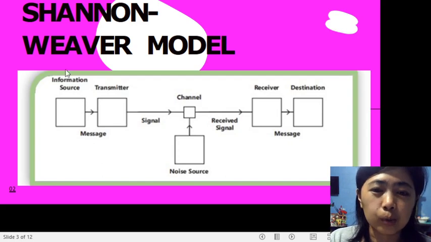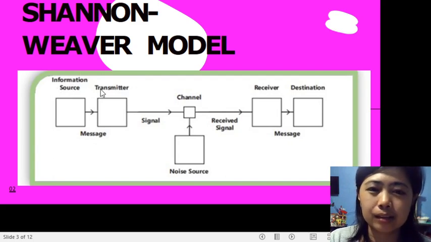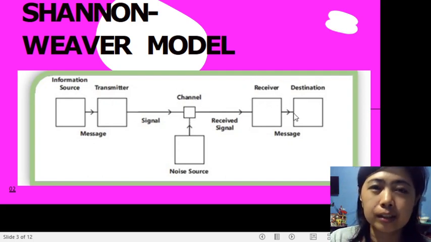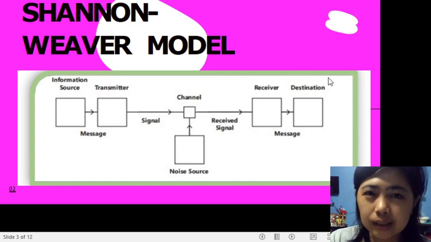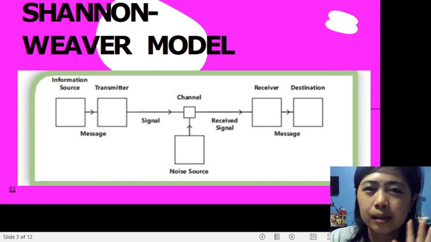The source, the transmitter. The source, by the way, is the speaker. The second is the transmitter, and then the channel for the third one. We also have the receiver, and the last one is the destination. So these are only the 5 basic elements that Shannon-Weaver had.